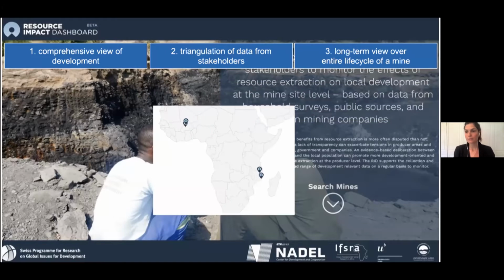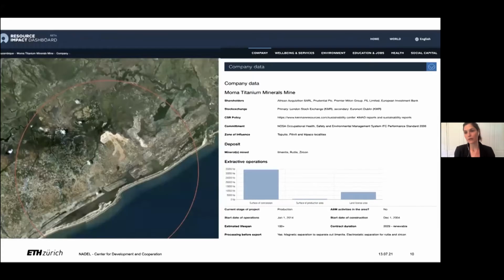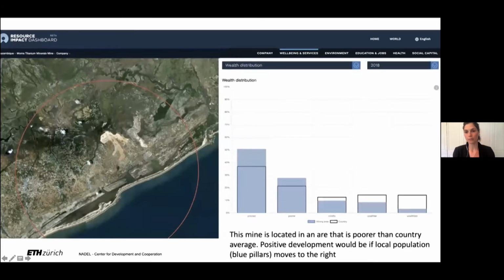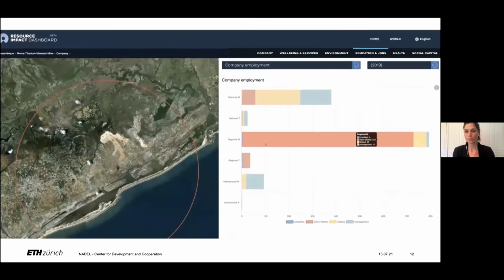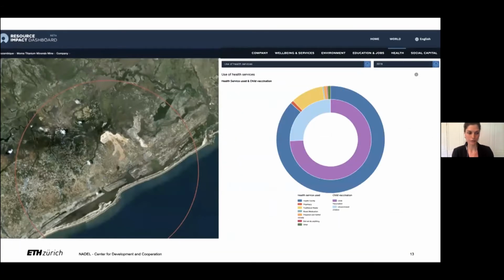The RID has been tested in 4 different mine sites, 2 in Burkina Faso and 2 in Mozambique. And I am quickly going to show you some of the results from those 4 pilots. This is how the dashboard looks. On the left-hand side, you can always see a satellite image of the mine. And then on the right, you see the data on the different categories which I mentioned before, for example, on well-being, on jobs, on health, etc. Now to some of the results.